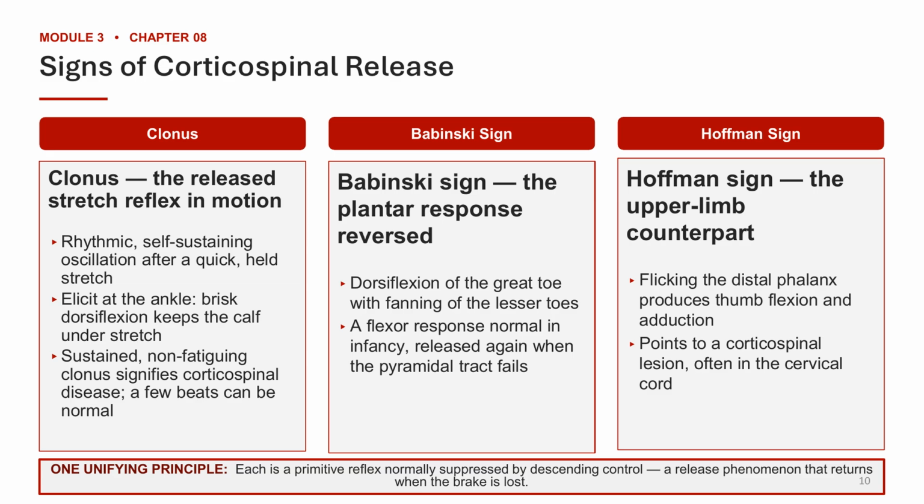The Hoffman sign is the upper limb counterpart. Flick the distal phalanx of the middle finger, and you get flexion of the thumb and index finger. It points to a corticospinal lesion, often in the cervical cord. And now the unifying principle. Each of these is a primitive reflex that the developing nervous system learned to suppress through descending control. They are not new pathology being created. They are old behavior being released. Lose the brake, and the primitive pattern returns.